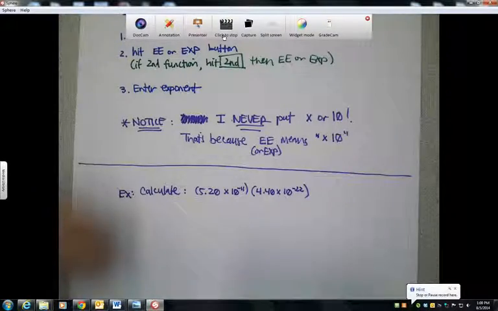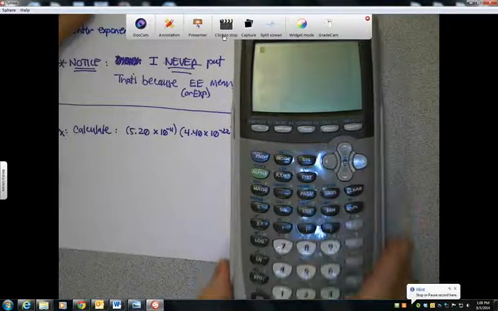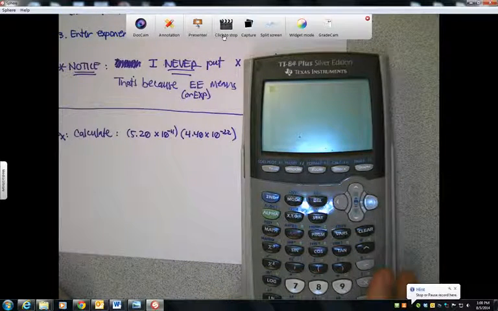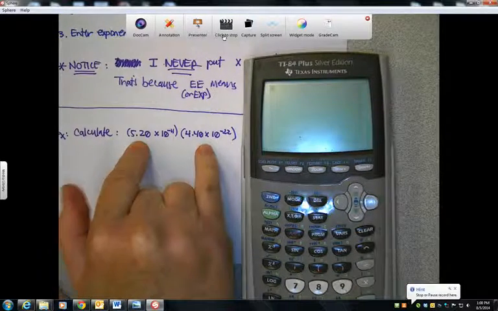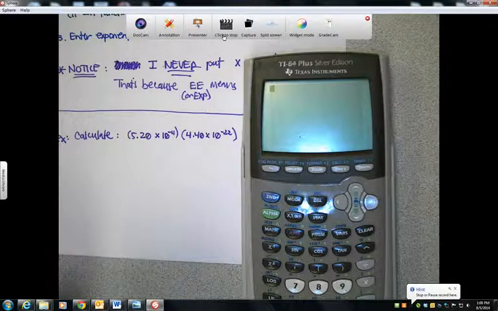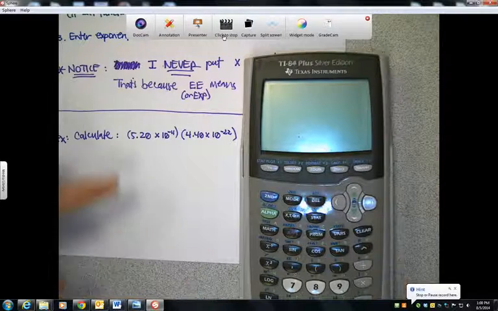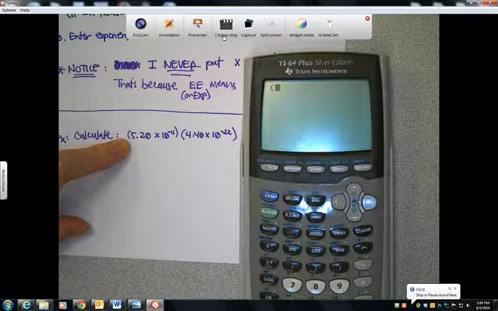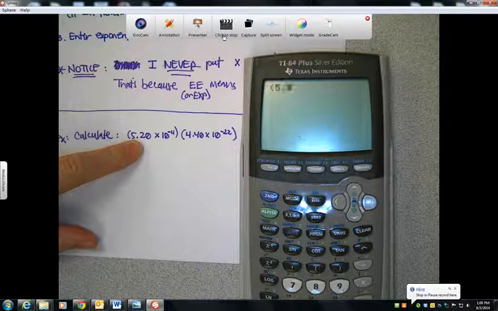About doing that, I'm actually just going to walk you through it on my calculator. So I just taught you how to enter a number in scientific notation into your calculator. Since we're making a calculation, I want to put these numbers in parentheses just so that order of operations happens correctly. So the first thing I'm going to do is hit open parentheses, then I'm going to hit 5.20. I'm going to enter that number.